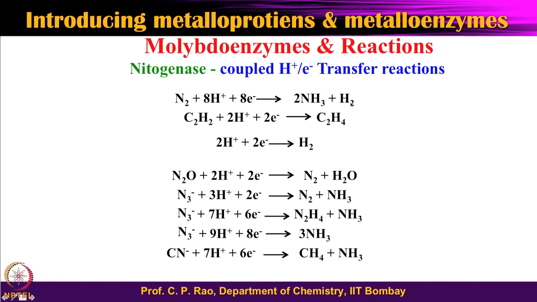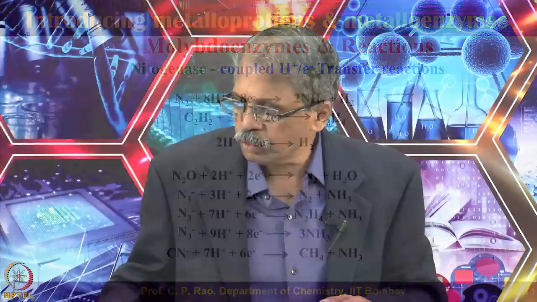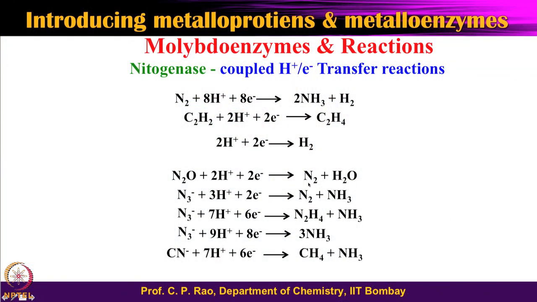Okay, the nitrogenase is also capable of reducing acetylene to ethylene. Acetylene is C2H2, ethylene is C2H4, again you require 2 protons plus 2 electrons. N2O can be reduced to N2 and water, because this oxygen will be pulled out by 2 electrons as the O2- plus 2 protons, and that will become the H2O.